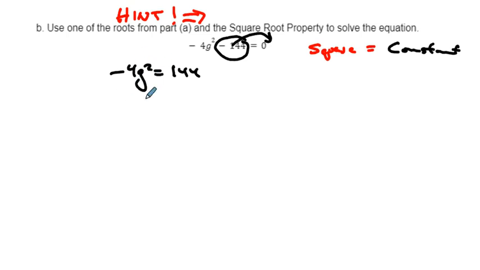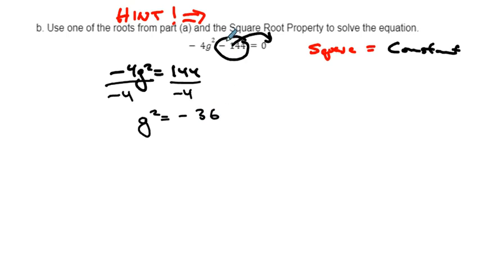Now you want g squared by itself. In order to take the square root of this, I've got to get rid of that. So we're going to divide both sides by negative 4. That's our next step. And this is going to give me g squared is equal to negative 36.